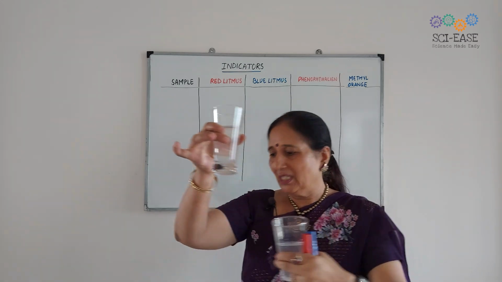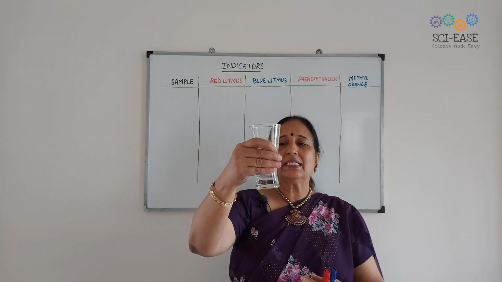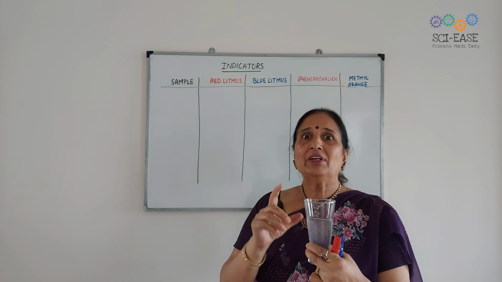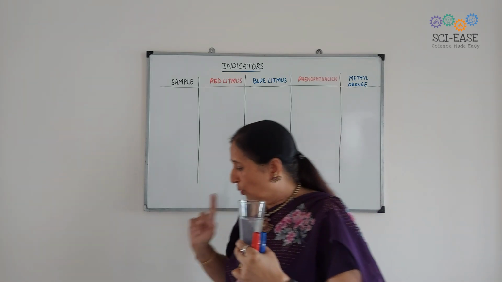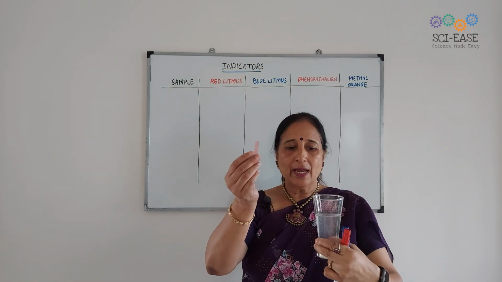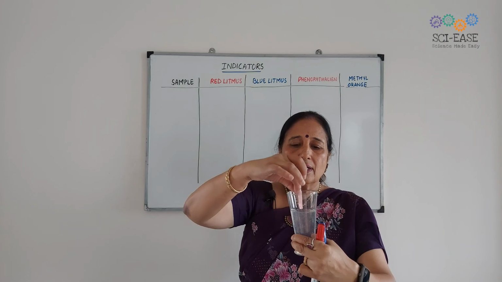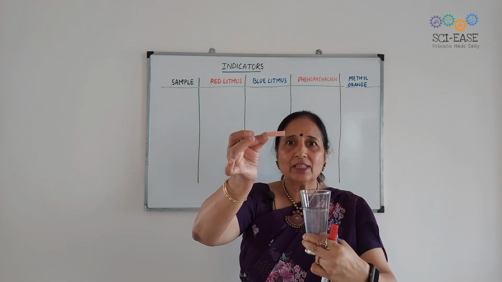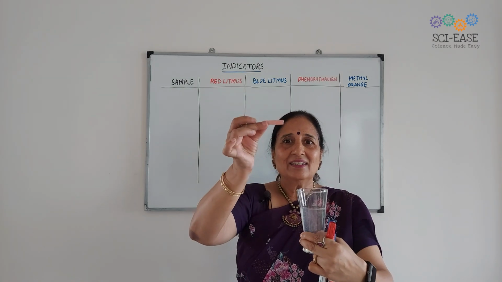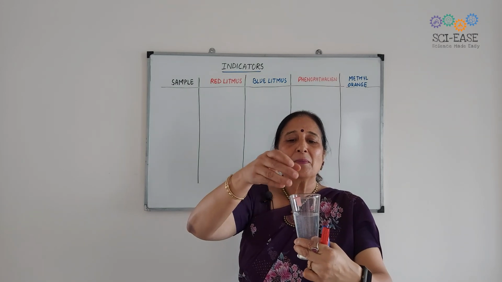First, I will take this glass, the glass which is in my right hand. Okay, and I will take both the papers. First, I will take red litmus paper, and I will dip red litmus paper in this solution. See, is there any change in the color? No. There is no change in color of the red litmus paper.